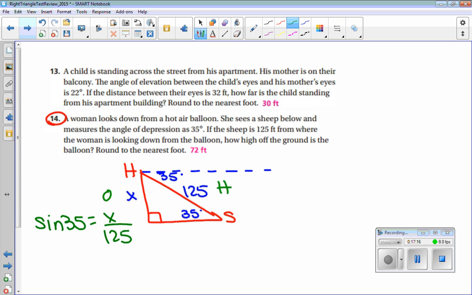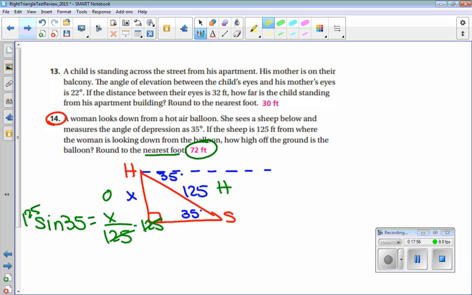Ingrid, how do I solve that for x? Perfect. So I'm going to multiply both sides by 125, and x is just 125 times the sine of 35. So 125 times the sine of 35, and I get about 72 degrees. Not 72 degrees, to the nearest foot, 72 feet. I apologize. So it's just the placement of the angle that threw us off. Any questions about why it is where it is?